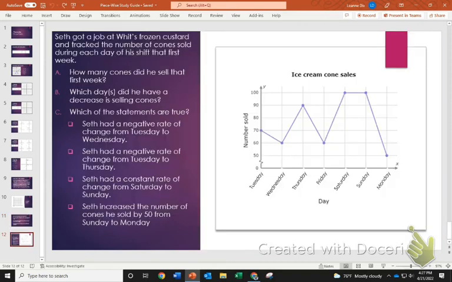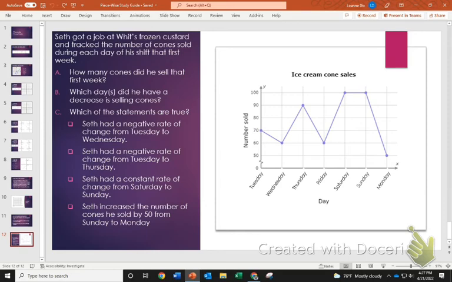Okay. Last one. Seth got a job at Witt's Frozen Custard and tracked the number of cones sold during each day of his shift that first week. This is very similar to what you're going to have on your side for the test, where we have a lot of questions. Notice that A and B are like part A, part B, and then letter C is which of the statements are true, and so this is like a select all. So I don't want you to think that you read the question and then you just circle A. Like that, it's not a multiple choice. It is part A, part B, part C. So make sure that you take your time on this one.